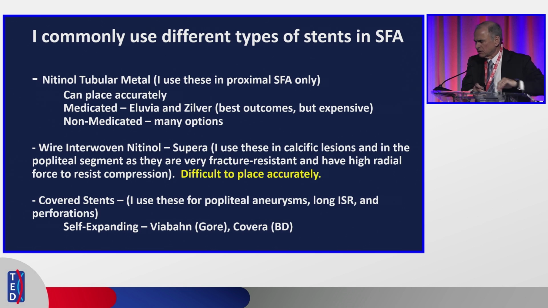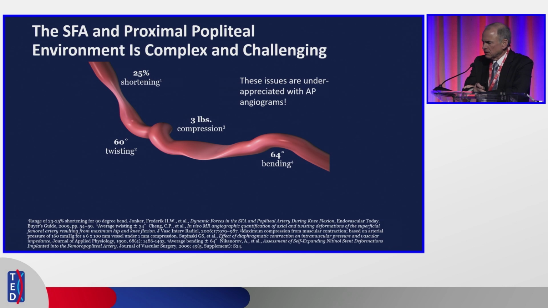And then I use covered stents. I use these in popliteal aneurysms, cases of long in-stent restenosis, because there's good randomized control data there, and perforations. And right now we have self-expanding. We have Viabond and Covera. These are self-expanding stents that I sometimes use in these areas.